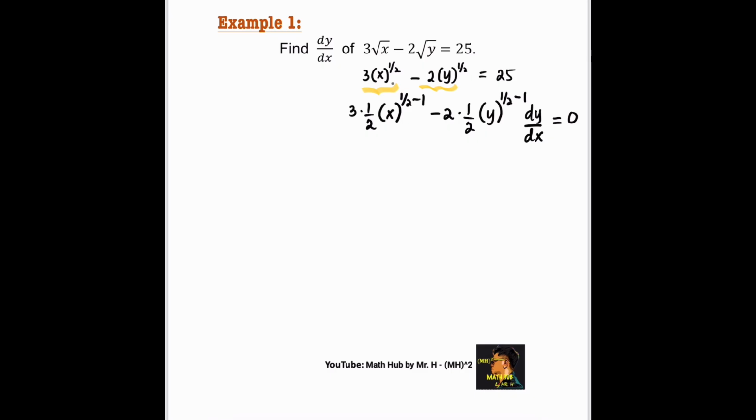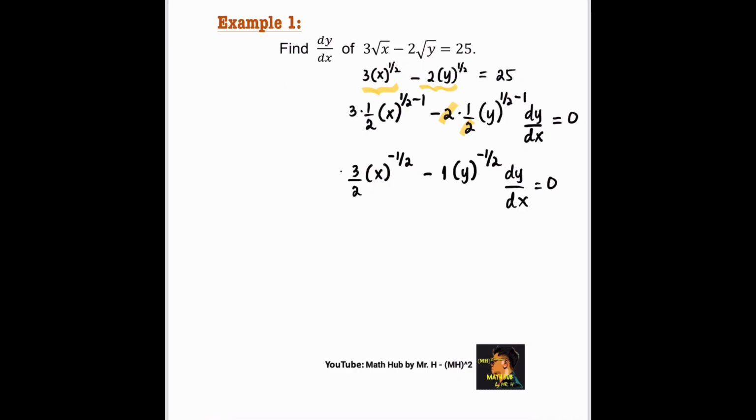And then we simplify. So 3 times 1/2 is 3 over 2. Then we copy the base x. And we'll have 1/2 minus 1, which is -1/2. And for the next term, so we simplify. This is going to cancel out. We're going to have 1 times 1 is 1. So it's going to be -1. Then you copy y. So 1/2 minus 1 is -1/2. So you have dy over dx equals 0.